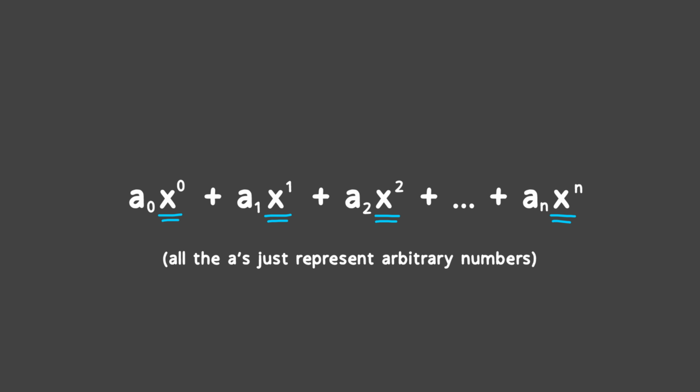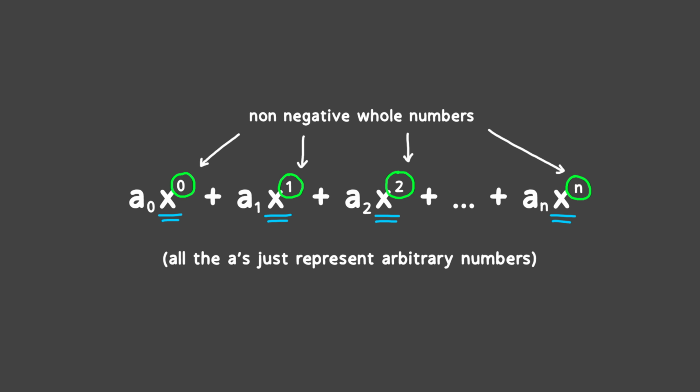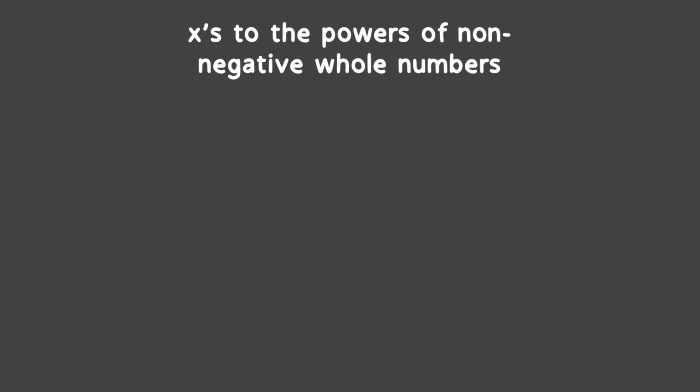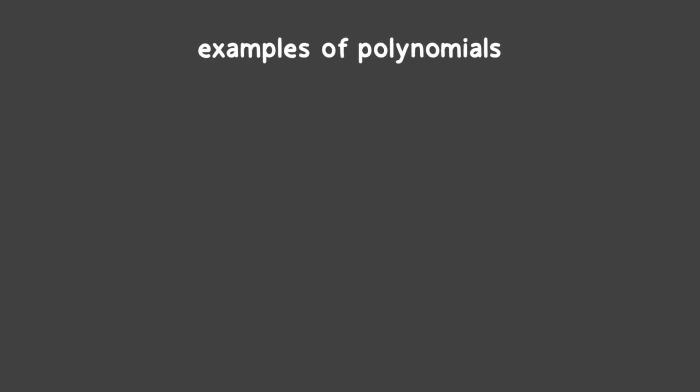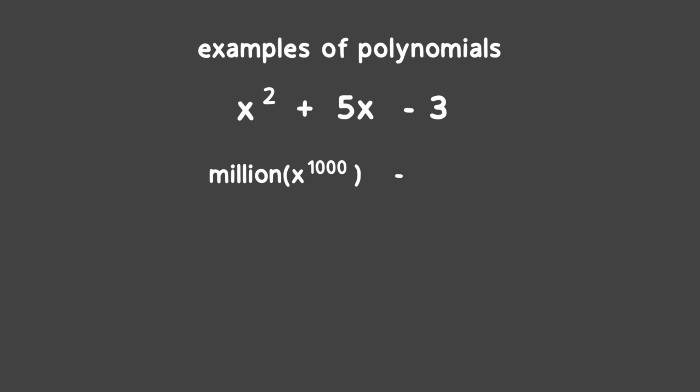So a polynomial equation consists of x's that are put to powers of non-negative whole numbers. So you can have an x squared, an x cubed, an x to the 1,000, and you can even have x to the 0, which anything to the power of 0 is 1. So x to the 0 is just 1. So we can have x squared plus 5x minus 3. We could have 1,000,000 x to the power of 1,000 minus 5x to the 5. That's a polynomial. You can think of infinitely many different types, right?